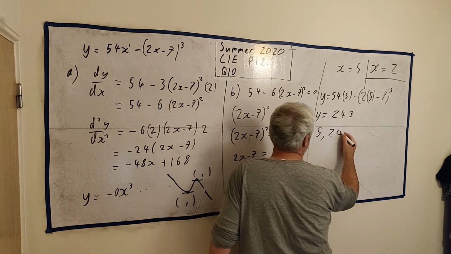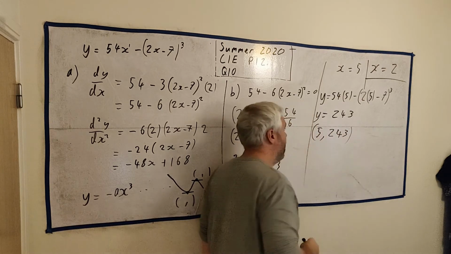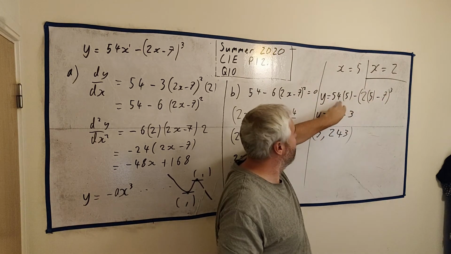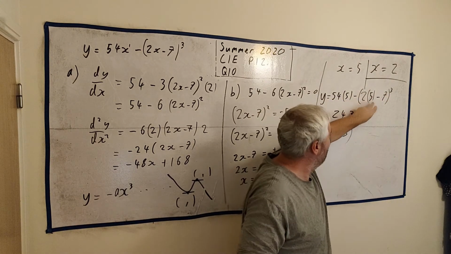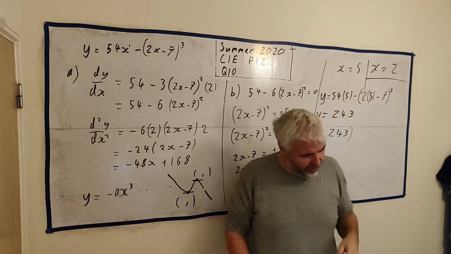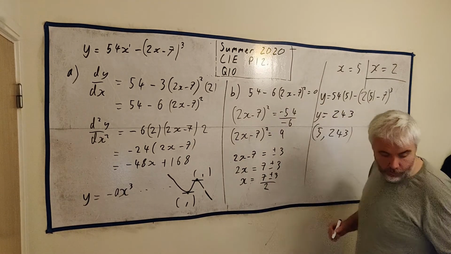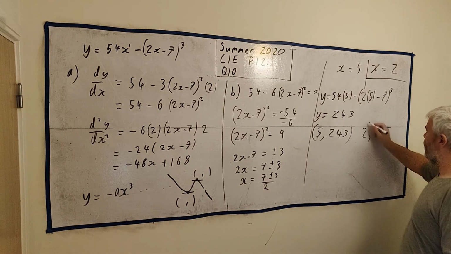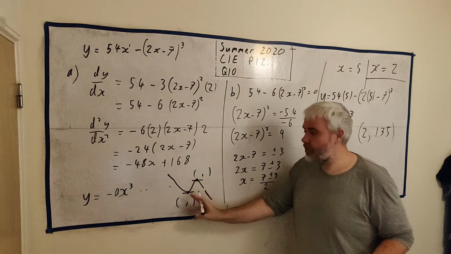So that's 1 point: 5, 243. And you do the same with 2. You simply put 2 in instead of 5 here. 54 times 2, 2 times 2 minus 7. And the answer comes out, I did it earlier, 135. So the other answer will be 2, 135. There are your 2 points on this.